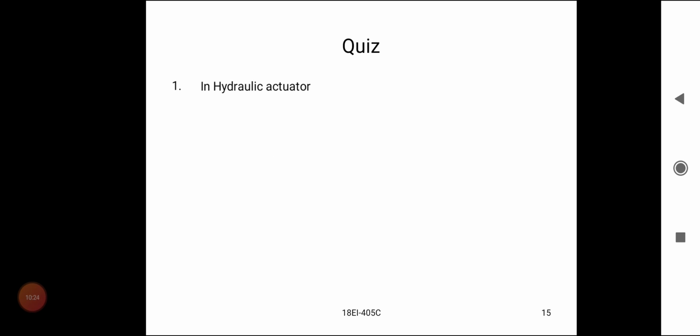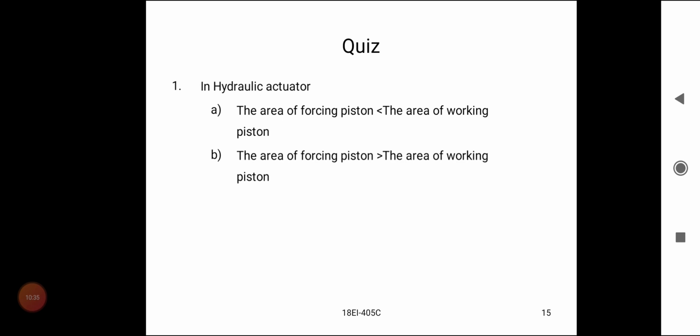Quiz. A hydraulic actuator: A. The area of forcing piston is less than the area of working piston. B. The area of forcing piston is greater than the area of working piston. C. The area of forcing piston is equivalent to the area of working piston. D. None. So our answer is A. The area of forcing piston is less than the area of working piston. So A1 is less than A2.